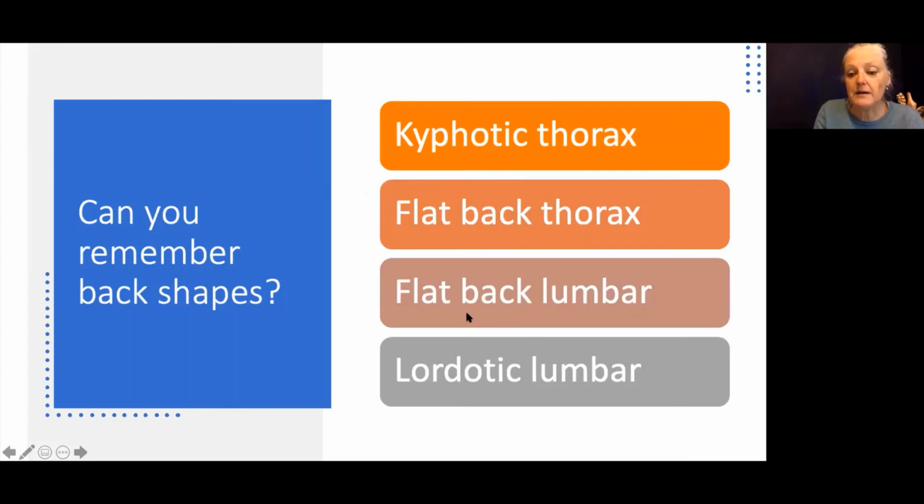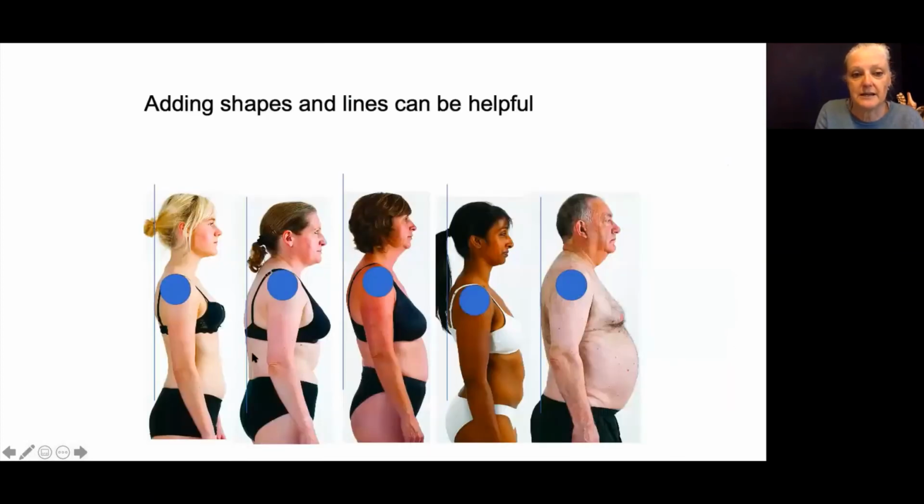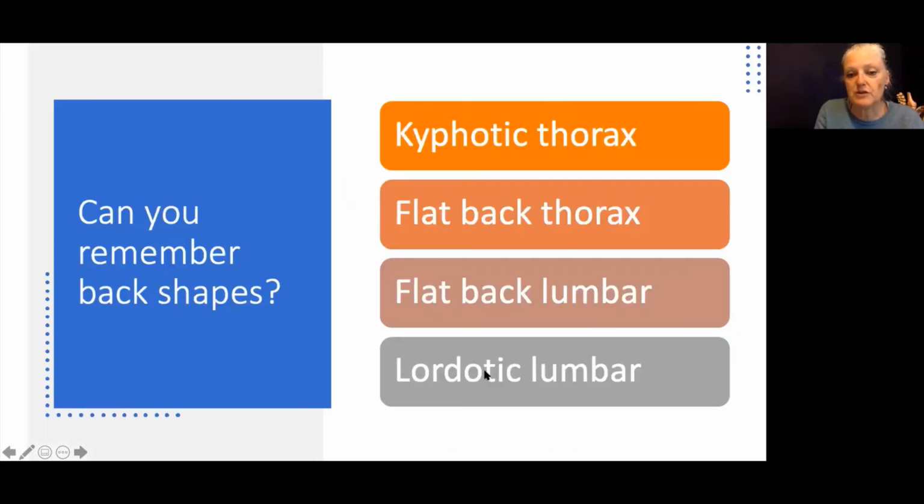Flat back in the lumbar, and this is an example. Actually, this lady here, the second lady in from the left, she's got a flatter lumbar curve. And if you look at the lady second from the right with the darker skin, she's got a very increased lumbar curve. She's a very good example of someone who has this one at the bottom in grey. She's lordotic.